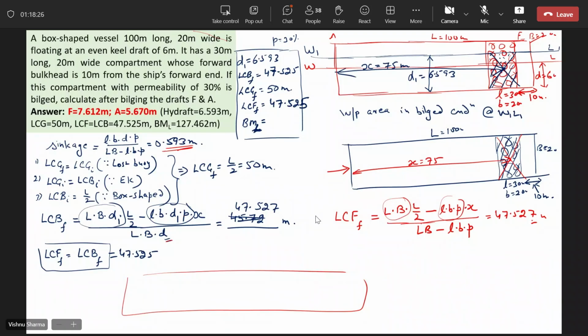As the water plane area in bilge condition is identical from the keel to the water line, water line W1L1. W1L1, right? Yes. So therefore LCB will be equal to LCF, or LCF will be equal to LCB, whatever you want to write. So these are not new statements, they are repeat of what.